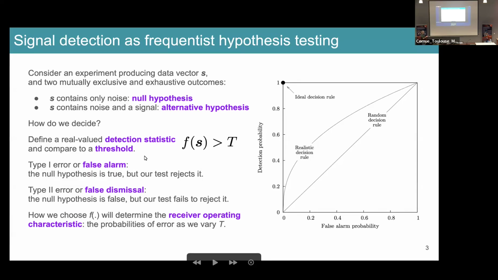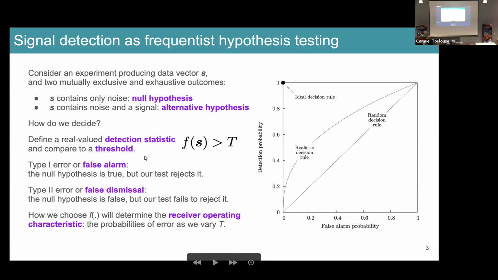Ideally, we will be here, which will mean that we never make the wrong decision. When there is a signal, we'll always detect it, and when there is no signal, we always reject. We always fail to reject the null hypothesis. This is in general never possible because there is the detector noise, but we can get very close to it in some conditions. The diagonal in this plot is the random decision rule.